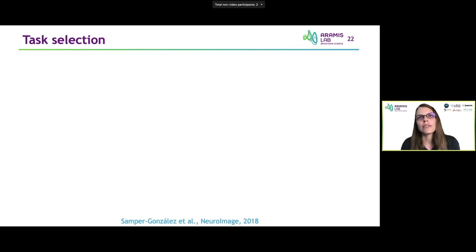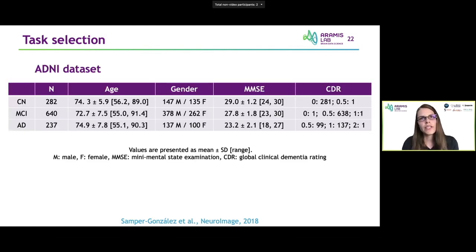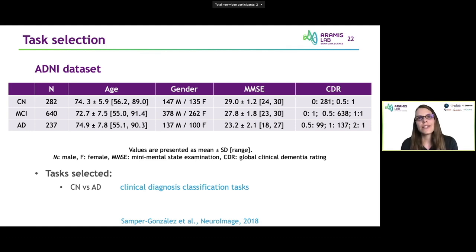So now let's look at the task that can be of interest. If we take the example of the ADNI datasets, you have several diagnosis groups. Participants can be labeled as cognitively normal, CN, mild cognitive impairment, MCI, or Alzheimer's disease, AD. Even though its clinical relevance is limited, differentiating patients with Alzheimer's disease from cognitively normal subjects is the most widely addressed task, and it can be useful mainly when developing methods.